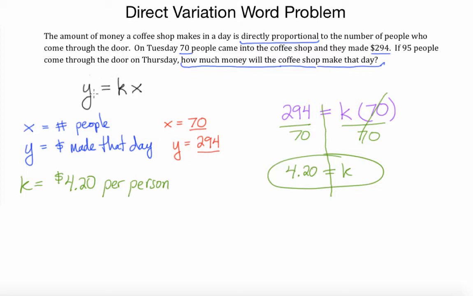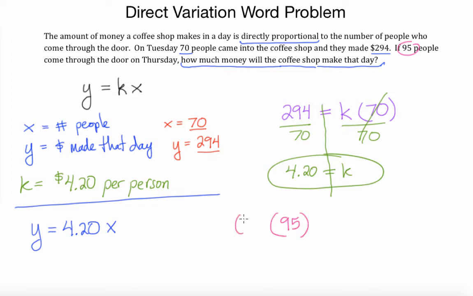Okay, so there we go. We've now got our direct variation equation for any x value and for any y value. The amount of money I'm going to make, my y variable, is equal to $4.20 times however many people come to the store. Now we were specifically asked if 95 people come, how much money will we make? So now that's an x value, right? We've defined x as the number of people. So let's put 95 in for x.